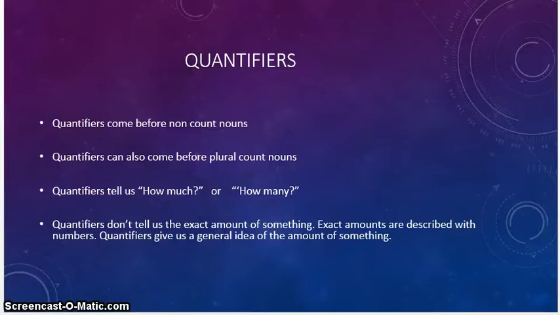Quantifiers don't tell us the exact amount of something. Exact amounts are described using numbers. Quantifiers only give us a general idea of the amount of something.